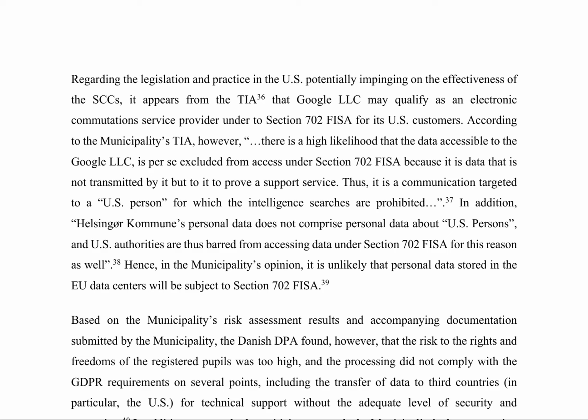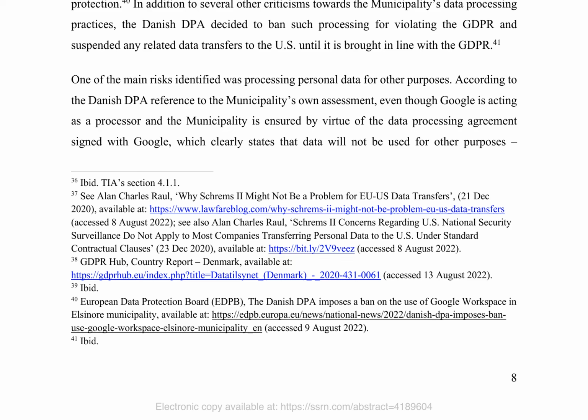Despite the municipality's risk assessment, the Danish DPA found that the risk to the rights and freedoms of the registered pupils was too high, and the processing did not comply with the GDPR requirements. The DPA criticized the municipality's data processing practices, including the transfer of data to third countries for technical support without adequate security and protection. The DPA decided to ban such processing for violating the GDPR and suspended any related data transfers to the US until it was brought in line with the GDPR.